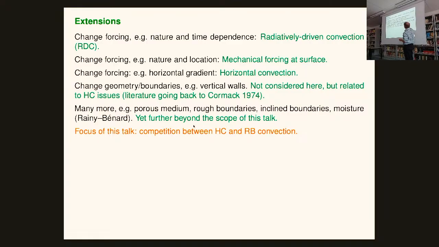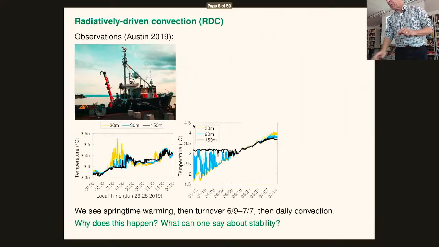So my goal is to come to these various variations and talk about the competition between this horizontal convection and this Rayleigh-Bénard convection. Okay, so what does this mean? First I'll tell you about radiatively driven convection, which I'm not going to discuss, but it's so pretty I should at least mention it. This is the research vessel Blue Heron, which I was on. It's an old fishing boat. It's not very big for an oceanographic vessel.